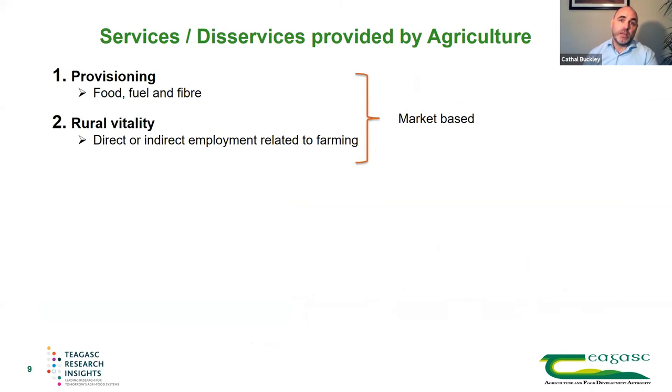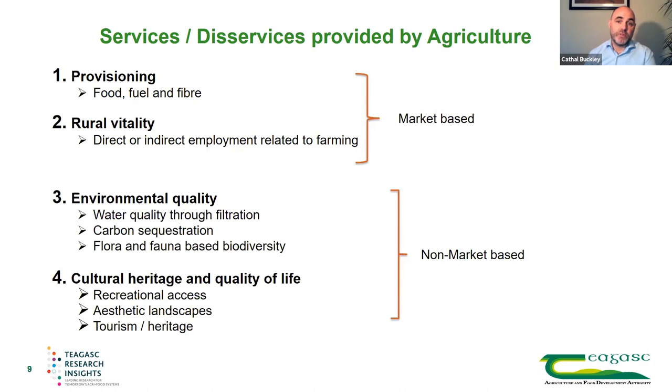And all of that activity is happening in rural areas where alternative employment sources may be scarce. So these are the market-based goods that agriculture can provide. We also provide a suite of non-market-based goods, and these are very difficult to quantify. So these are the two categories, the two headings we generally talk about.